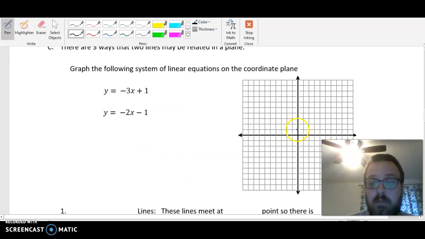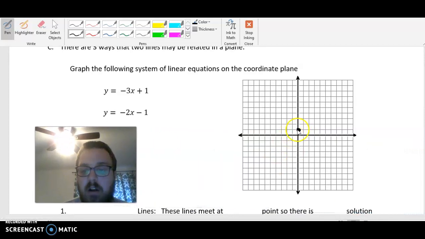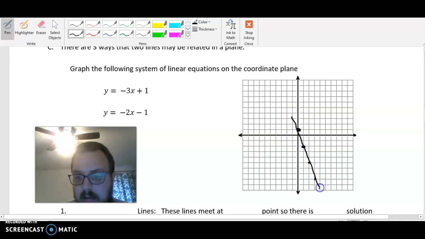So for the first one, I'll go up to 1, put a point. I then have a slope of -3, so I'll go down 3 over 1 and put a point, and I'll do that a couple times. Down 3 over 1, put a point. Down 3 over 1, put a point. And then that's going to be my line for the first one.